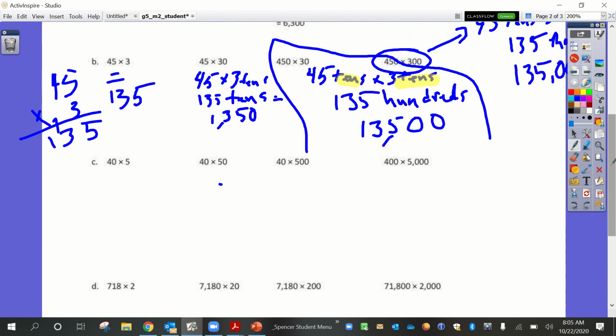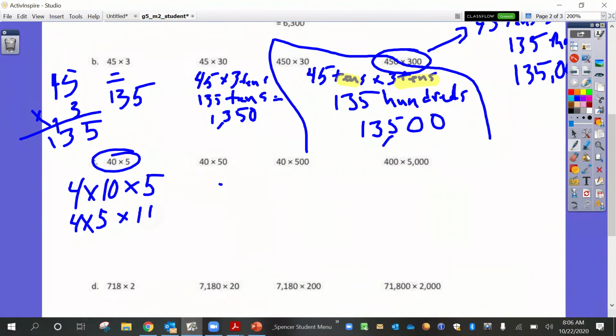So let's think about C in a different way. Let's break it down as 4 times 10 times 5, because 40 is really 4 times 10, right? And now we're just going to regroup. The commutative property allows us to regroup these in a different order and still get the same answer. So let's take this simple math, 4 times 5, which is 20, right? And then we're going to multiply that by 10, which gives us 200.